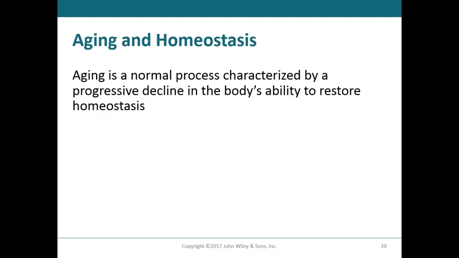All right, so aging is a normal process that's characterized by a progressive decline in the body's ability to restore homeostasis. Cells and tissues are constantly dying in the human body, and we're replacing them. As we get older, the machinery within the body that takes care of maintaining homeostasis is not functioning as efficiently. We don't use nutrients as efficiently. We can't maintain blood pressure and homeostasis as efficiently as we once did.